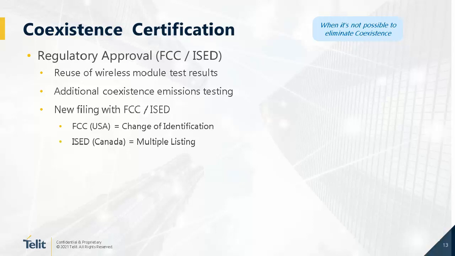You will need to do a new filing with FCC and ISED to get a new FCC ID and new Industry Canada ID. But again, it's a very straightforward process. There's not a lot of risk in this process. The key here, in order to achieve these processes with co-location, is making sure that the modules you're using have the pre-approvals with modular approval.